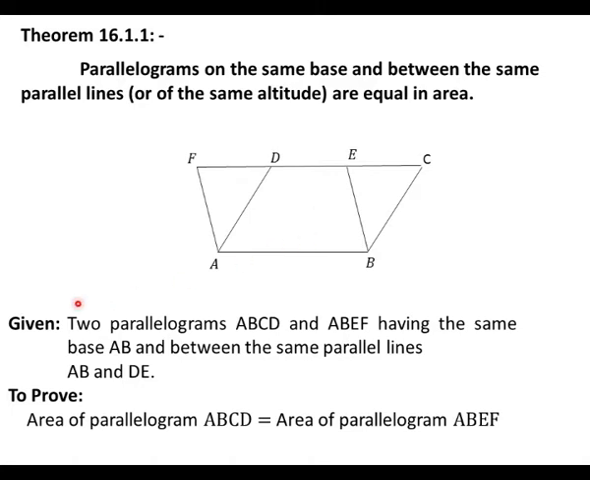So now what is given? Two parallelograms ABCD and ABEF having the same base AB, between the same parallel lines AB and DE. What we have to prove, this was written in the statement, is that both parallelograms are equal in area. So what we have to prove is: area of parallelogram ABCD is equal to area of parallelogram ABEF.